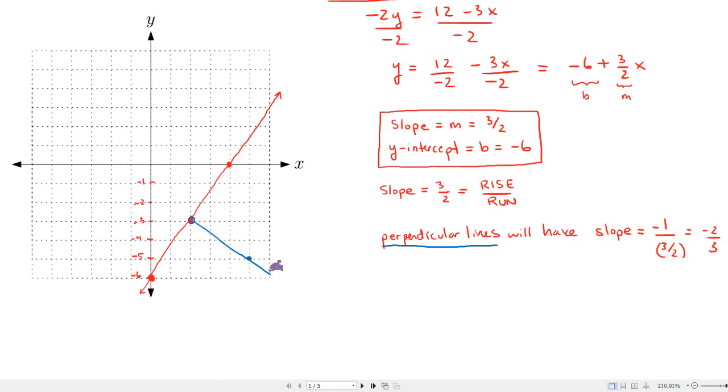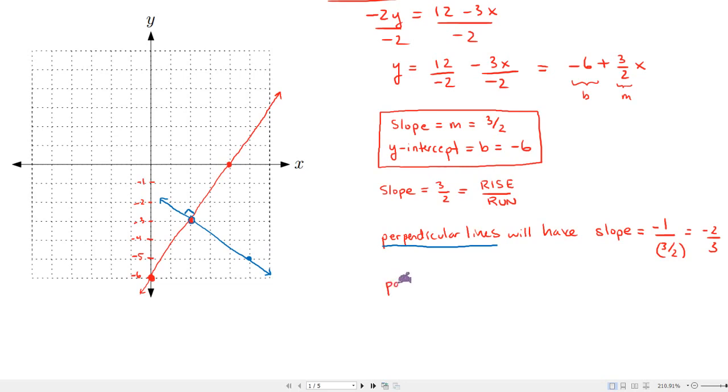And do you see, if you continue that these are actually perpendicular, right? They meet at a 90-degree angle. Okay, kind of neat. All right, what about parallel lines? Well, parallel lines are going to just have the same slope that we found before.